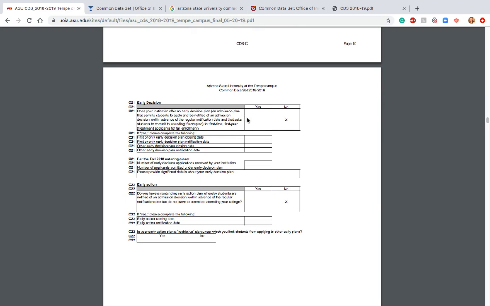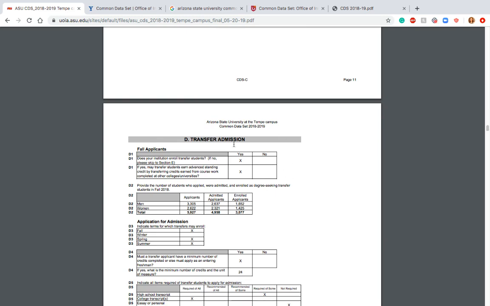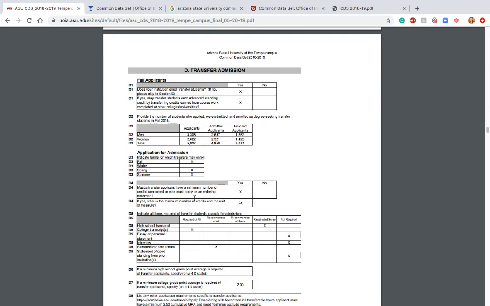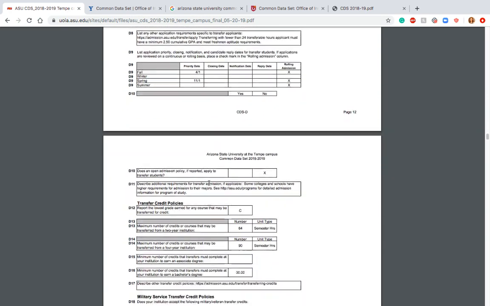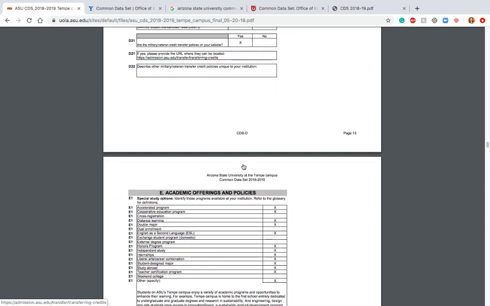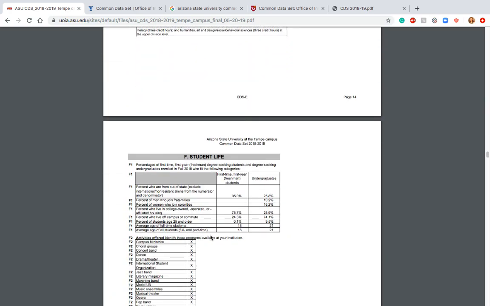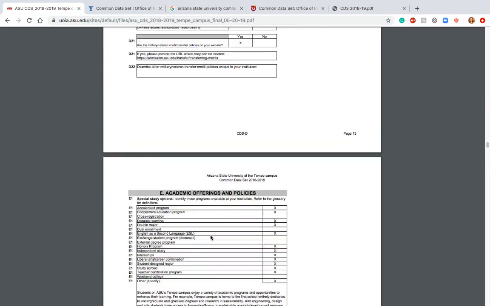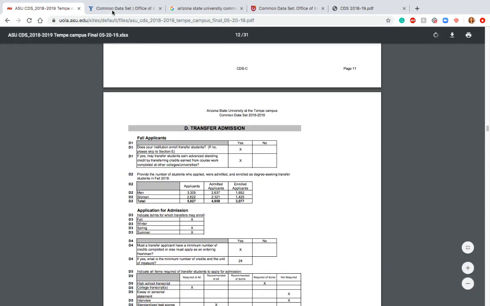They do not have early decision. They do not have early action, which means they have one deadline for fall applicants. They tell you about their applicants here. They have fall, spring, and summer in which students can transfer if that's something you're interested in. They have a certain amount of credits, most schools do, that you can transfer. And then we'll talk about academic offerings, policies, student life, and money in the next one. But that is Arizona State.